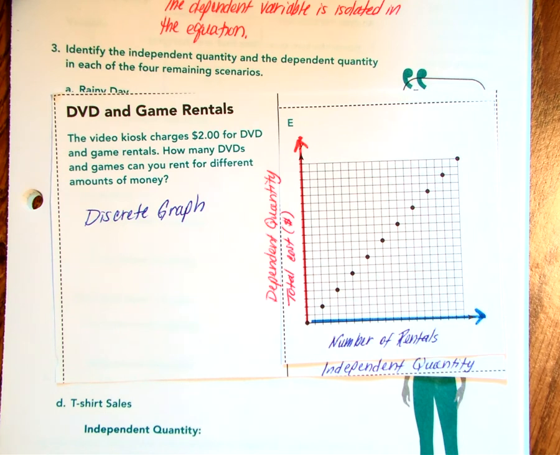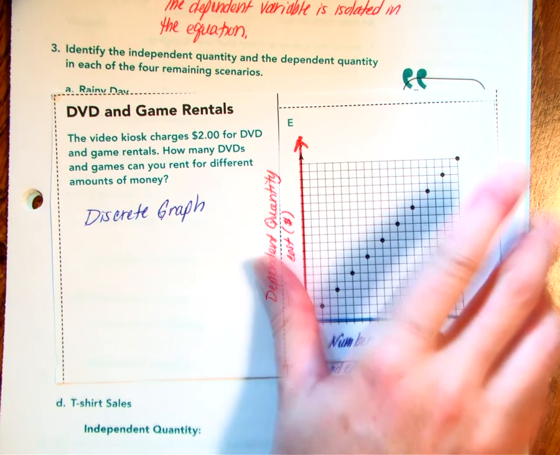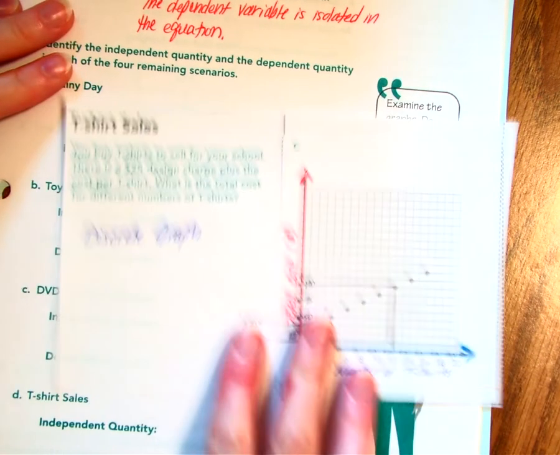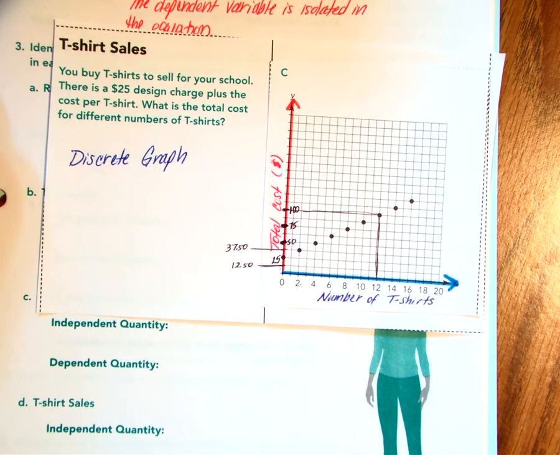Last graph, and then we'll be able to wrap it up. T-shirt sales. The independent quantity is the number of T-shirts. The dependent quantity is total cost.